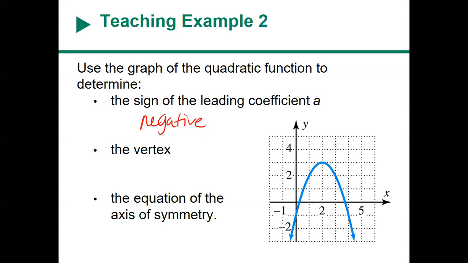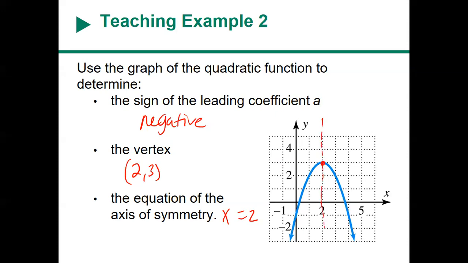Can we identify the vertex? The vertex is at 2, 3. That's your H and your K. And then last but not least, identifying the axis of symmetry. At x equals 2. Perfect. It's at x equals 2 because that's where my imaginary line would be.